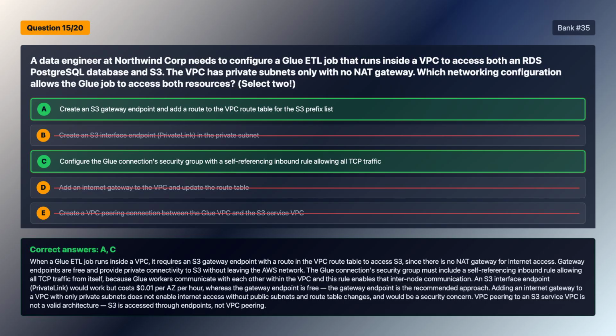An S3 interface endpoint with PrivateLink would work but costs $0.01 per AZ per hour, whereas the gateway endpoint is free. The gateway endpoint is the recommended approach. Adding an internet gateway to a VPC with only private subnets does not enable internet access without public subnets and route table changes, and would be a security concern. VPC peering to an S3 service VPC is not a valid architecture. S3 is accessed through endpoints, not VPC peering.